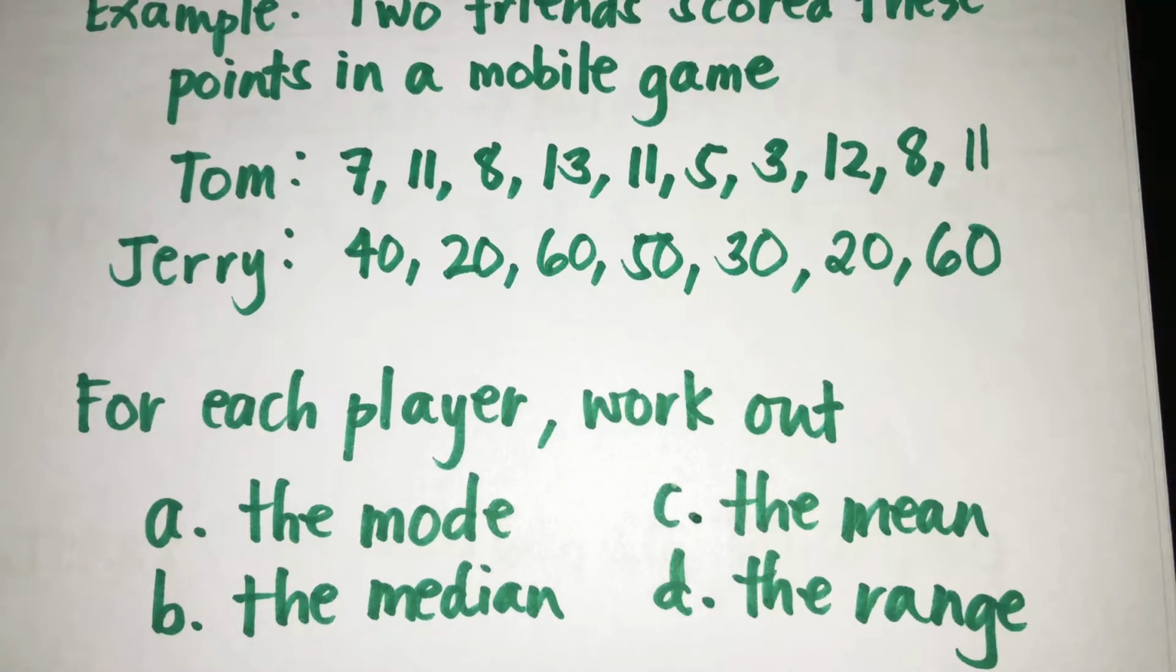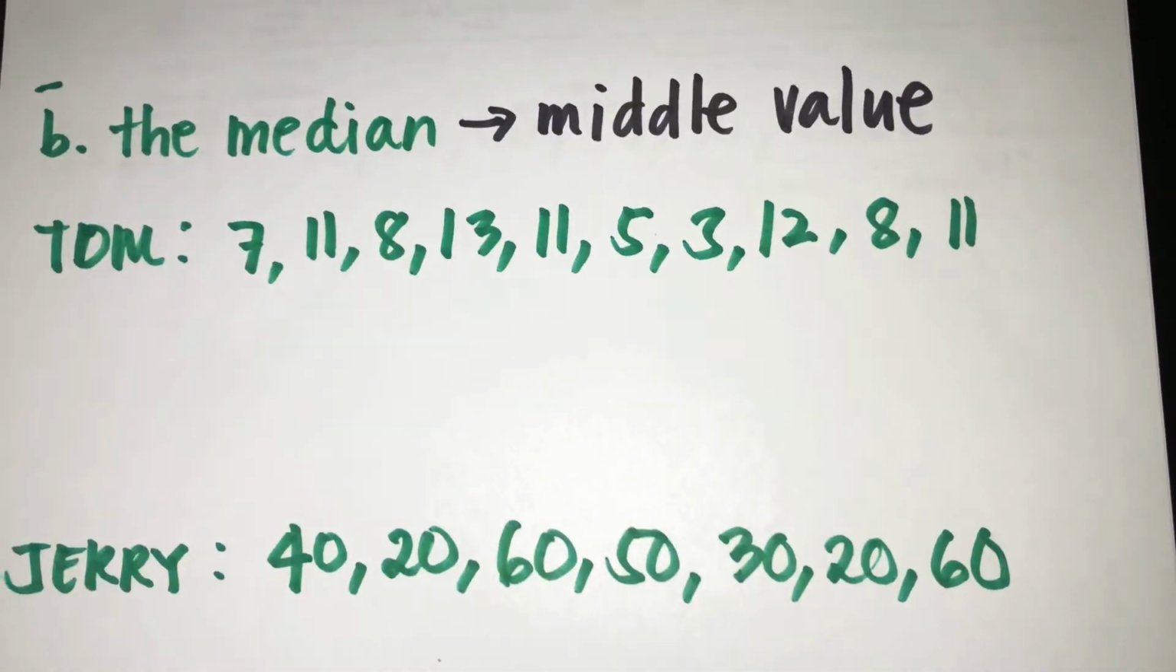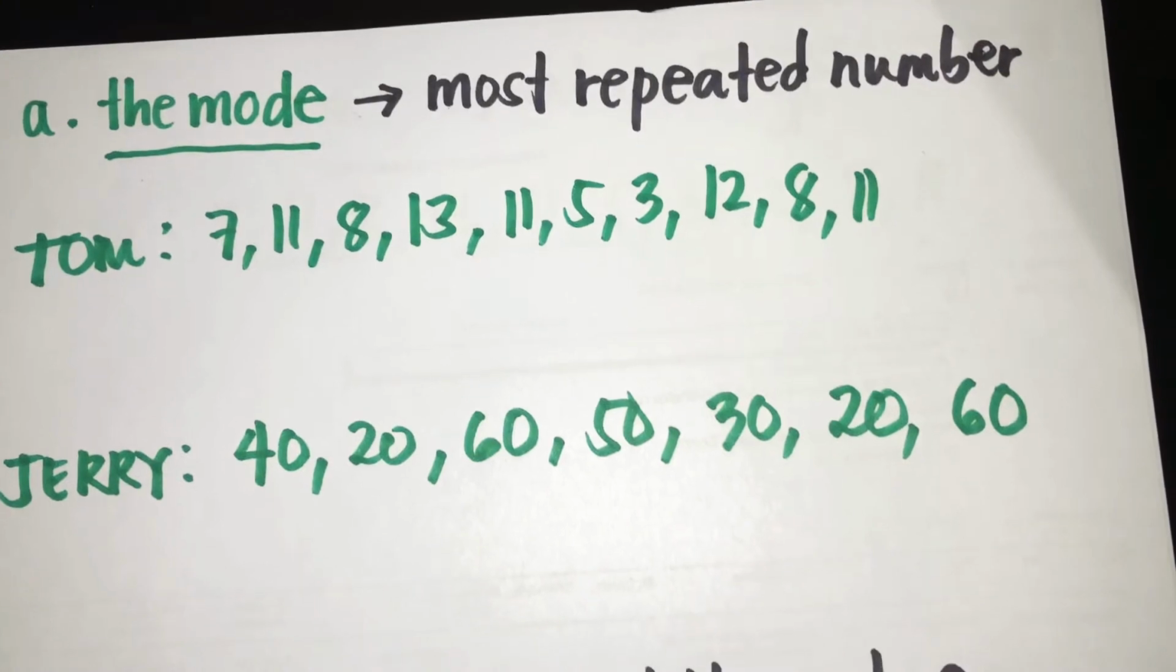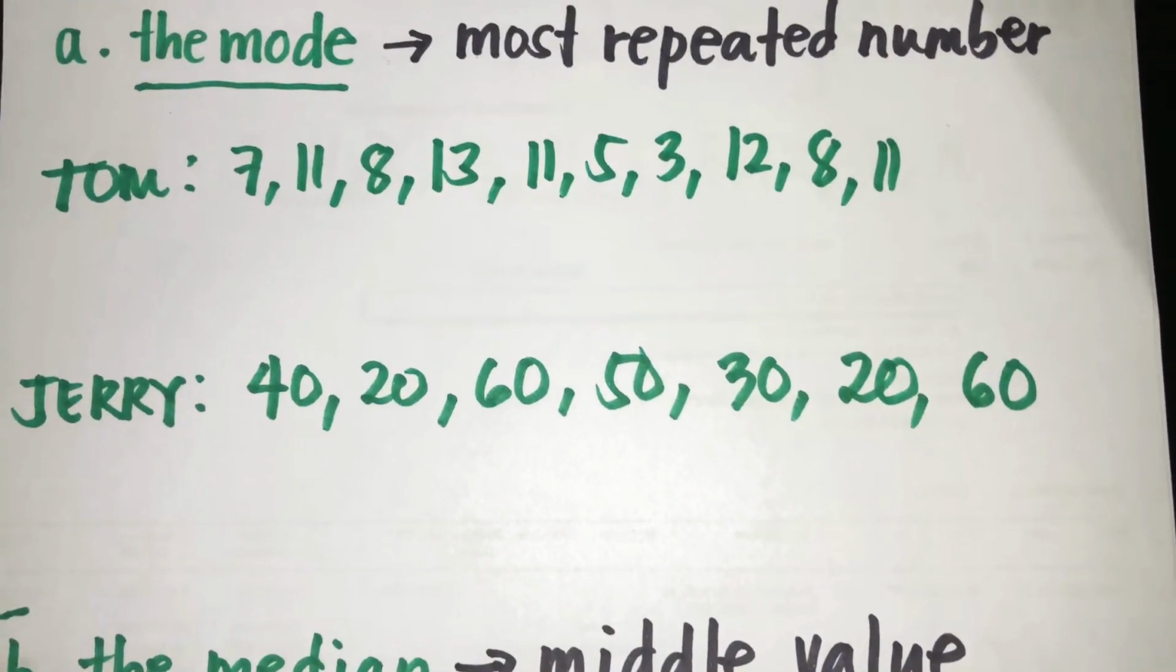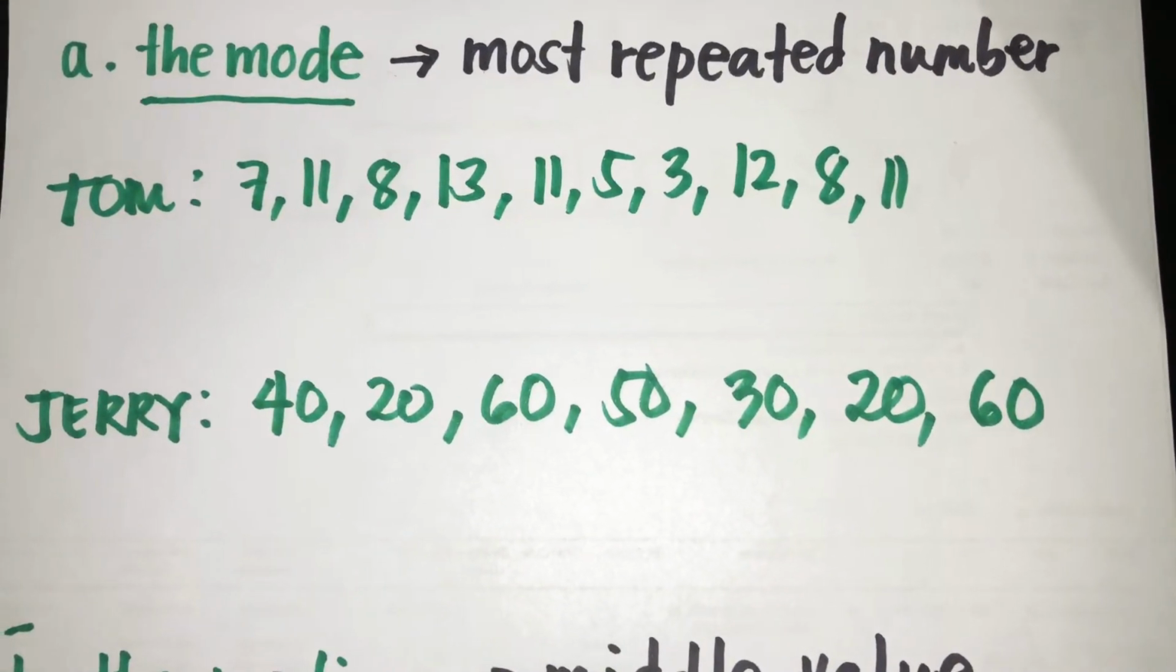Okay? So first, let's talk about the mode. When we say the mode, it is the most repeated number, or the number that is repeated more often than any other number, or the most common value. And that common value is called the modal. Now, how to solve this one? So let's start with Tom.